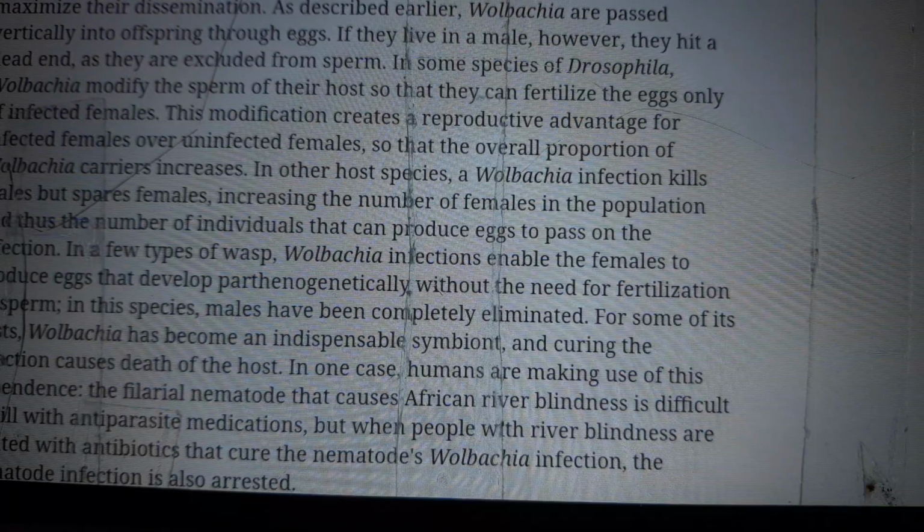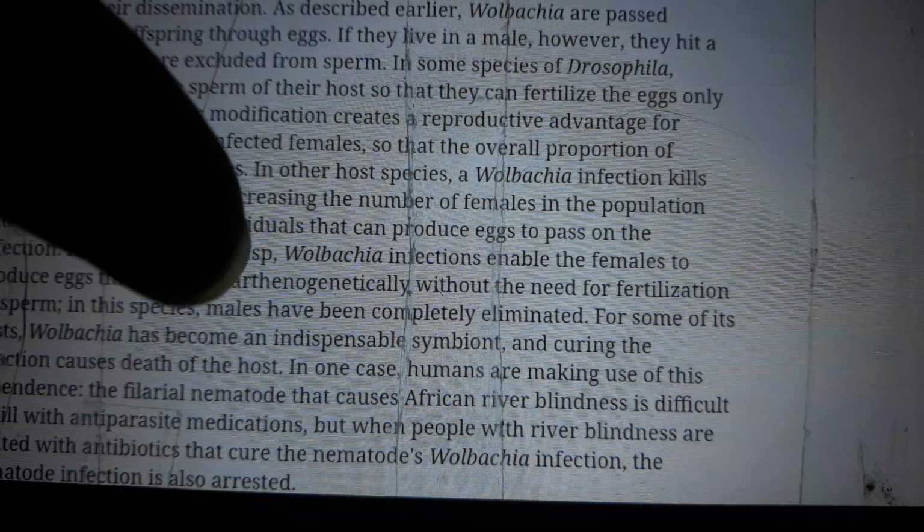But the most dramatic example of pathogens modifying host behavior belongs to Wolbachia. These bacteria manipulate the sexual behavior of the host to maximize their dissemination, as described earlier. Wolbachia are passed vertically into offspring through eggs. If they live in a male, however, they hit a dead end, as they are excluded from sperm. In some species of Drosophila, Wolbachia modify the sperm of their host so that they can fertilize the eggs only of infected females.